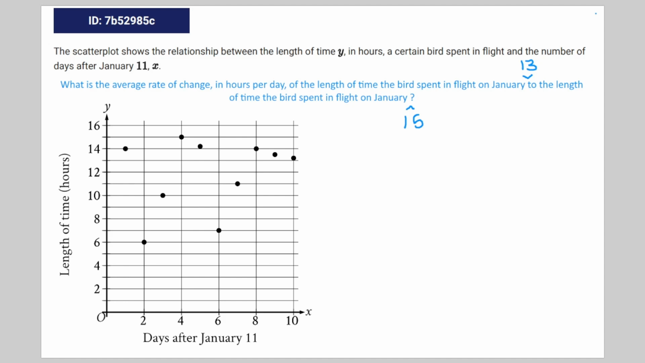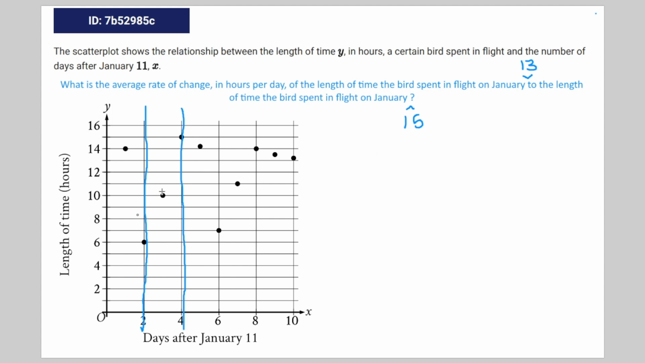So working on that topic of slope, we're given that the scatter plot shows a relationship between the length of time y in hours a certain bird spent in flight and the number of days after January 11th, x. The actual question is, what is the average rate of change in hours per day of the length of time this bird spent in flight on January 13th to the length of time the bird spent in flight on January 15th? So we're looking for 2 days after January 11th and 4 days after. So really, all that we are concerned about in this graph is between these two lines.